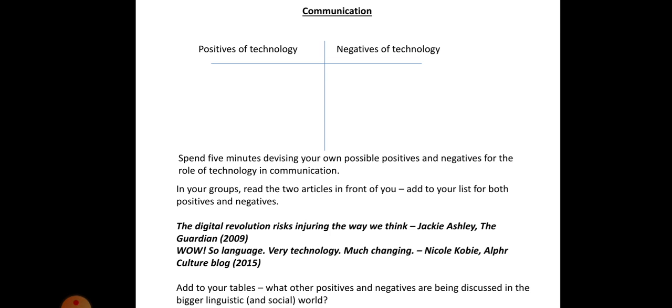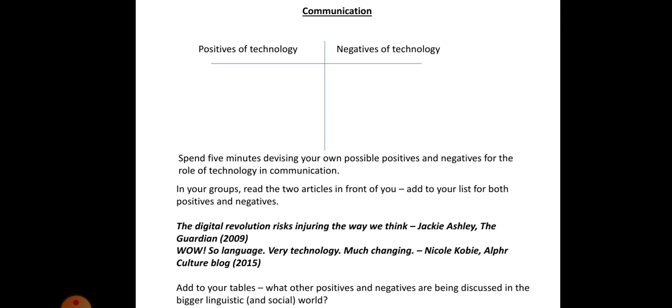Now that you've done that, what I'd like you to have a go at is, there are 2 articles that I've attached to this lesson: The Digital Revolution Risks Injuring the Way We Think, and Wow, So Language, Very Technology, Much Changing. As you can see, one's from 2009, one's from 2015. Read through them, and they will give you examples of positives and negatives.